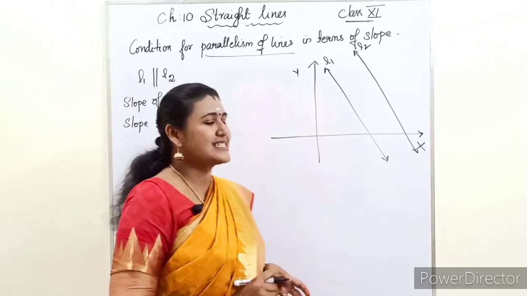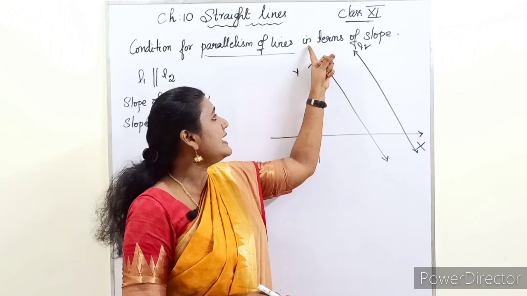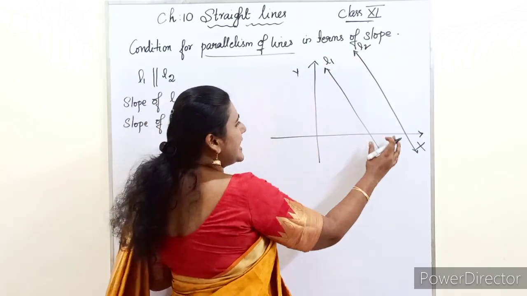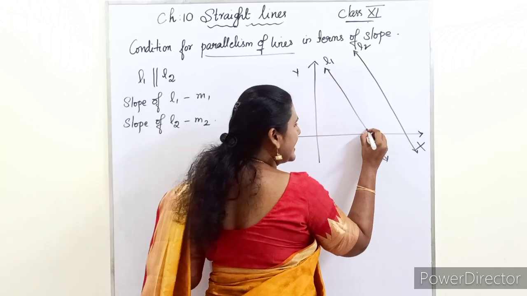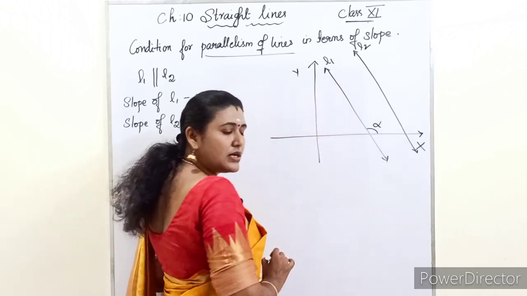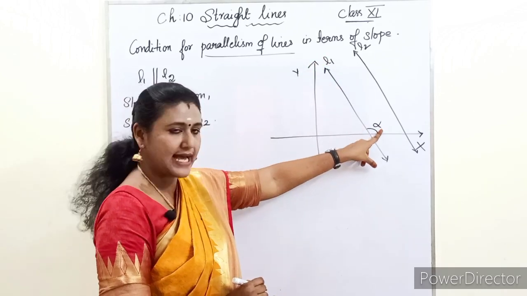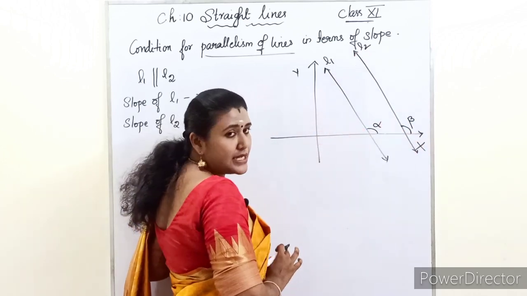Now we are going to see the condition for two lines to be parallel in terms of slope. So here, first let us take the inclination of the first line L1 as alpha. We'll denote the inclination of the first line L1 as alpha. The second line L2 makes an inclination beta.